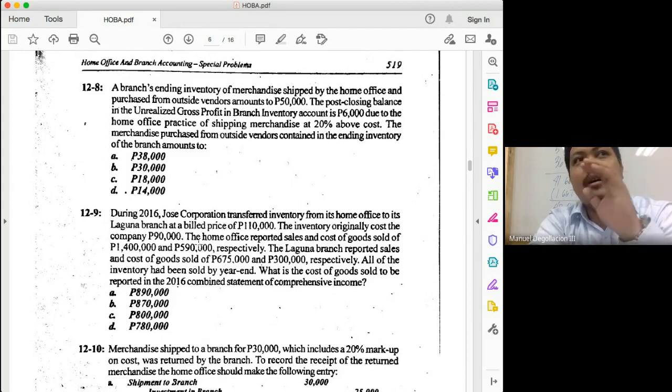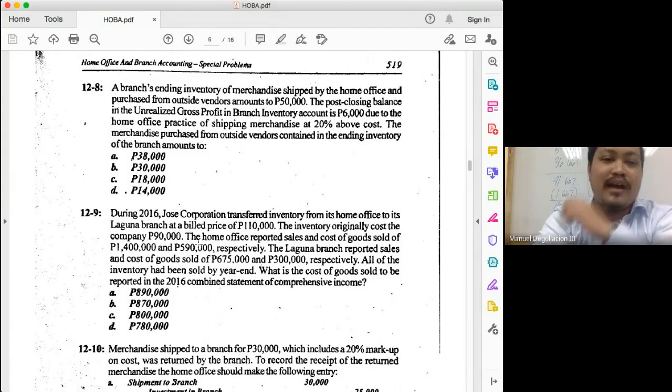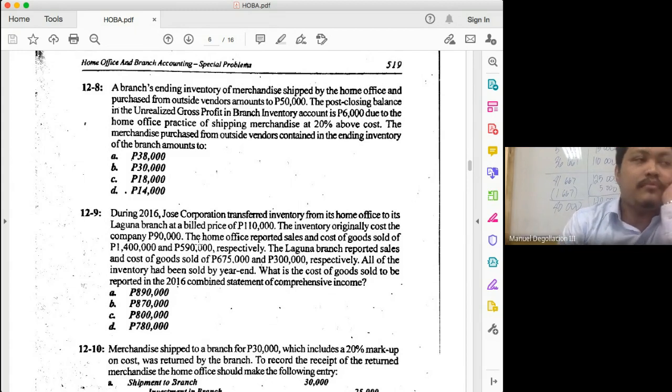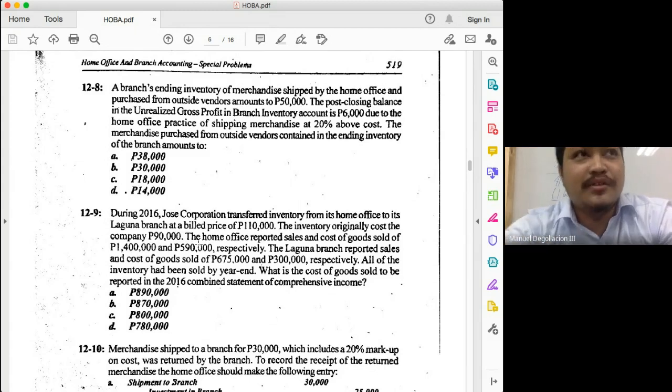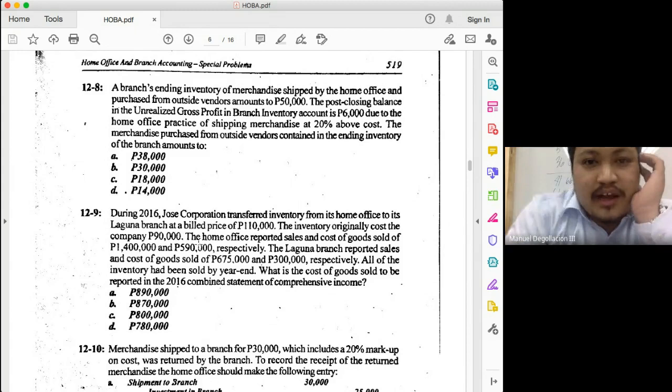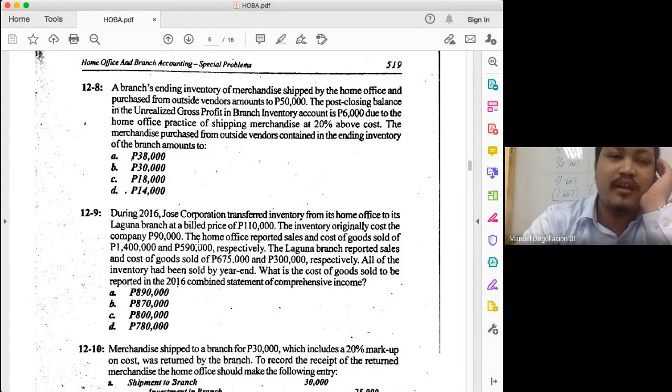So what do we do if total ending inventory in the records of the branch is 50,000 and we already know that 36,000 came from the home office? What does that tell us? That the remaining 14,000 came from outside vendors. So your answer in problem 12-8 would be 14,000. So if we break down the 50,000, 14,000 came from outside vendors, 36,000 came from the home office.